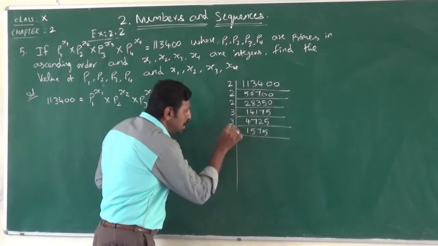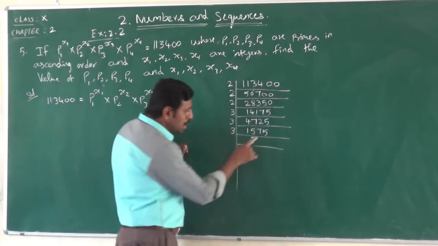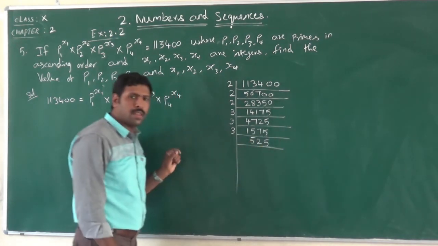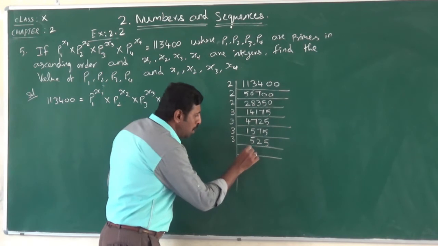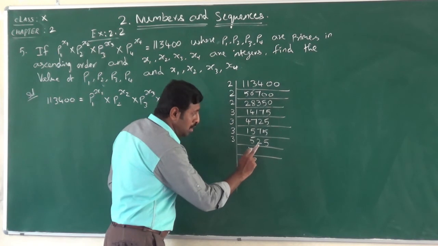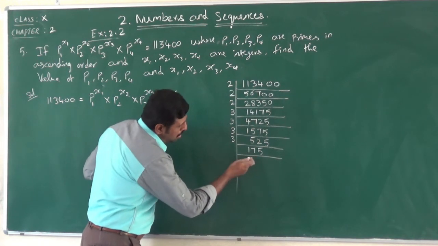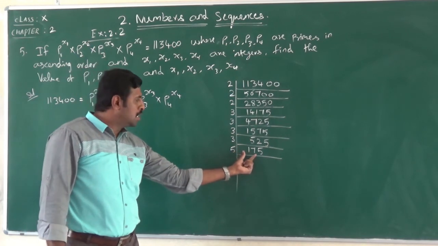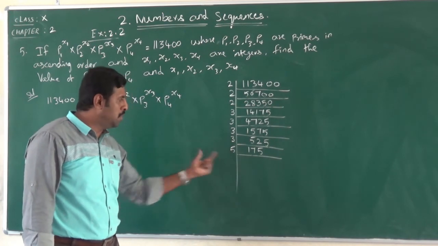Again divide by 3, here 3 5s are 15, 3 2s are 6, remainder 1, 15 means 3 5s are 15. Again divide by 3, we get 3 1s are 3, remainder 2, 22 means 3 7s are 21, remainder 1, 15, 3 5s are 15. Right? Again, divide by 3. It is not possible to divide by 3. Right? 3 5s are 15 and remainder 2, 25. 25 is not divisible by 3, so we take it as the number 5.